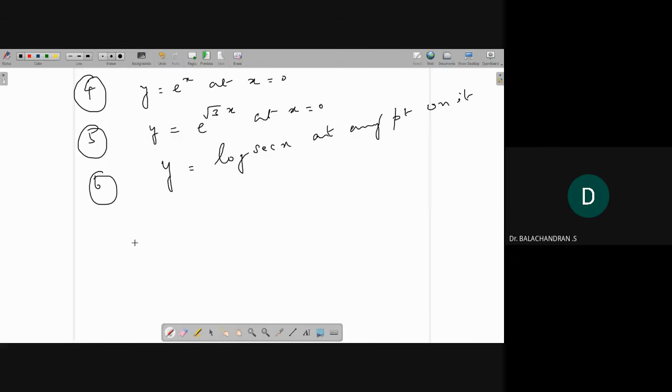Also, I'll give the seventh problem. If possible, you can try. Otherwise, we will discuss it tomorrow. I think 4, 5, 6 you can do easily.